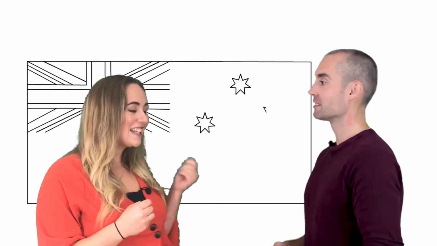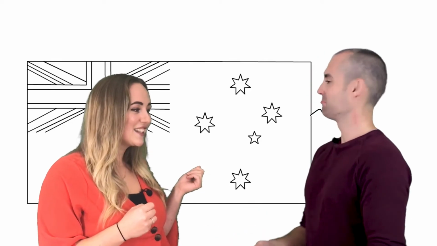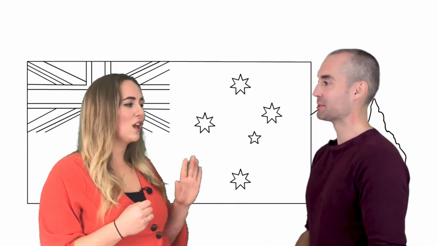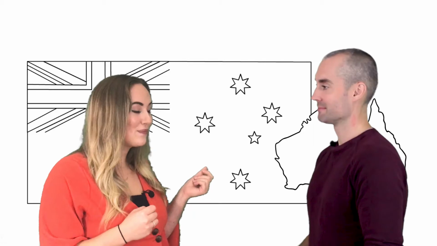Sydney is the capital of Australia. You're wrong. It's Canberra. Canberra? Never heard of the place. It's Sydney. You don't know what you're talking about.